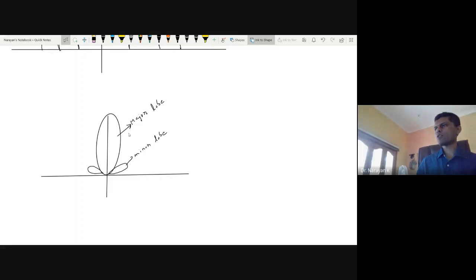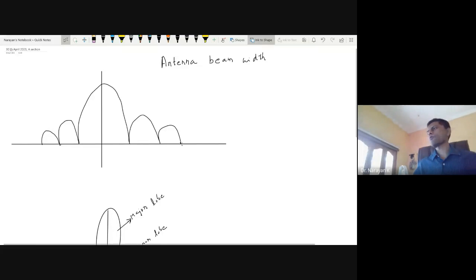You can have more than one minor lobe. This is one minor lobe. This is the second minor lobe I'm trying to draw here. So this is how you will get the radiation pattern from the antenna. Same thing in polar coordinate system. This is your major lobe, and this is your minor lobe. This is in polar coordinates, so this is how you need to draw in polar coordinates.